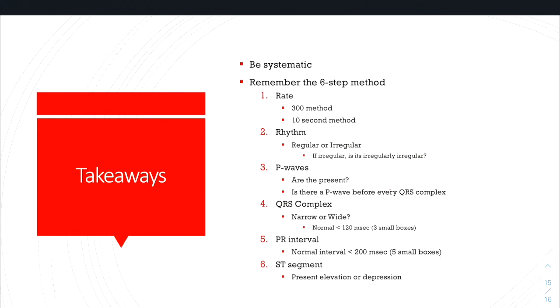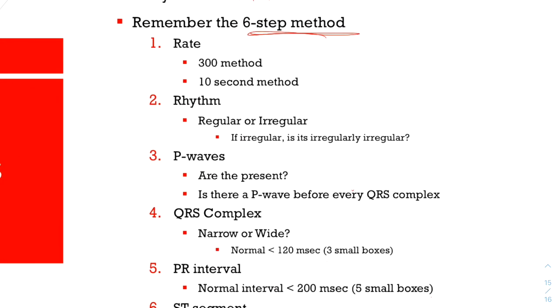So what are our main takeaways here? We want to be systematic about how we approach our ECGs, so that's why we're using the 6-step method. The first thing that we always want to do is look at our rate. We have 2 ways of determining the rate. The 300 method, where you take 300 and divide by the number of big boxes in the RR interval. And just remember that the rhythm has to be regular for you to be able to do this.